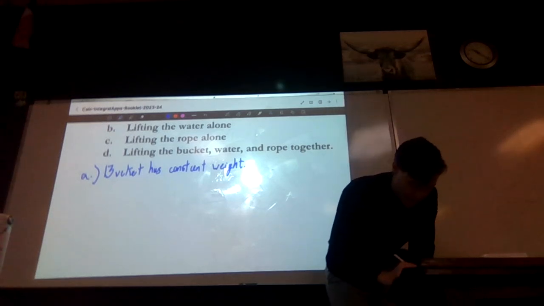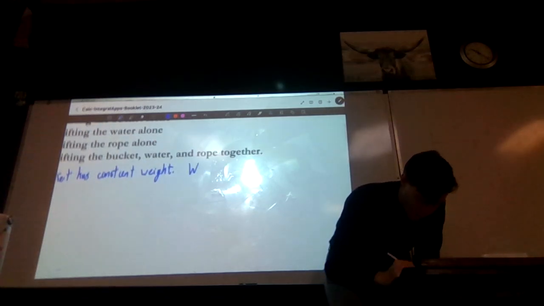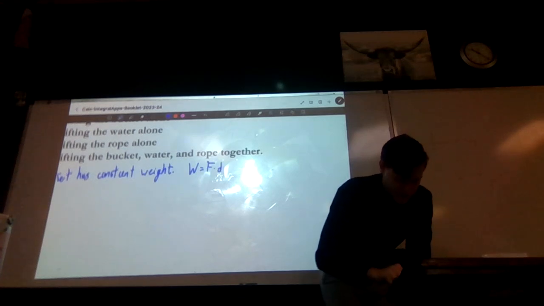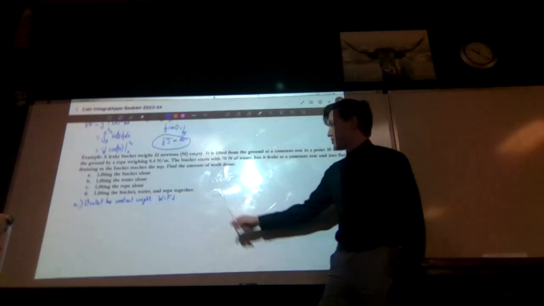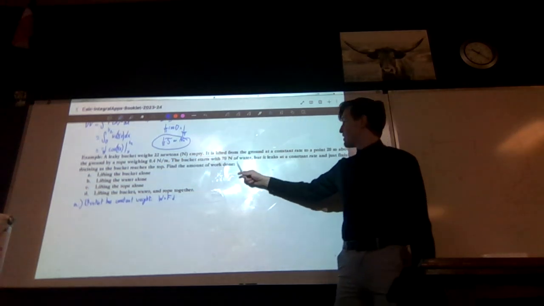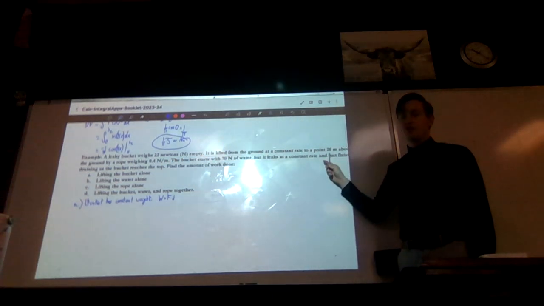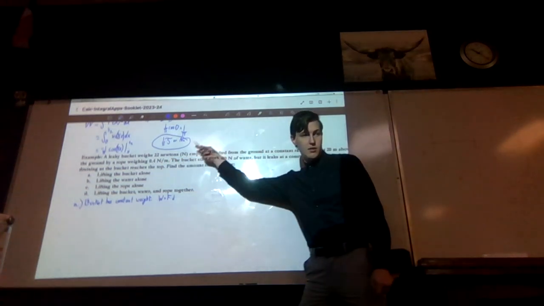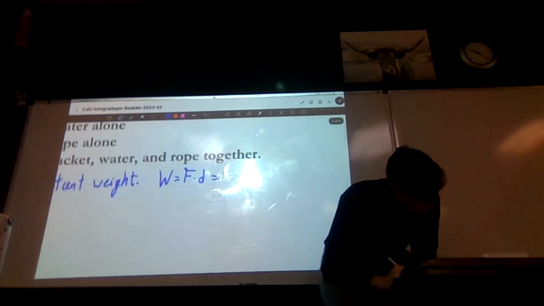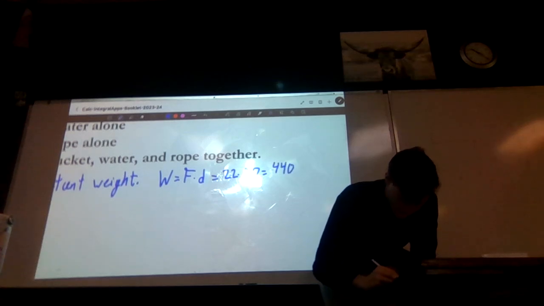So my work is going to equal the force times the distance. Because if we look at this, what is the force? We have 22 newtons. And what is the distance? Do you see a function anywhere in there? Nope, we're good to go. So W equals 22 times 20, which equals 440 Newton meters.